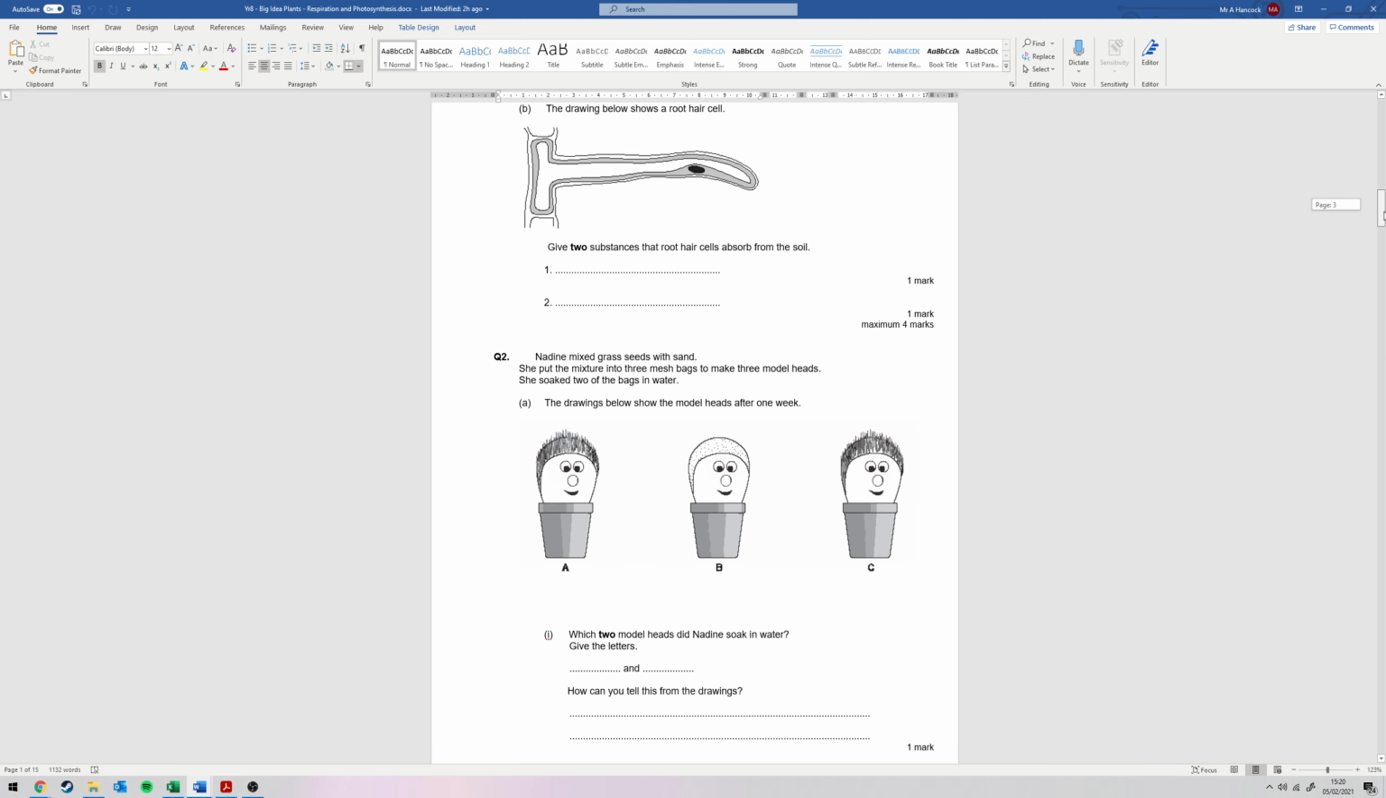Part B. The drawing below shows a root hair cell. Give 2 substances that root hair cells absorb from the soil.